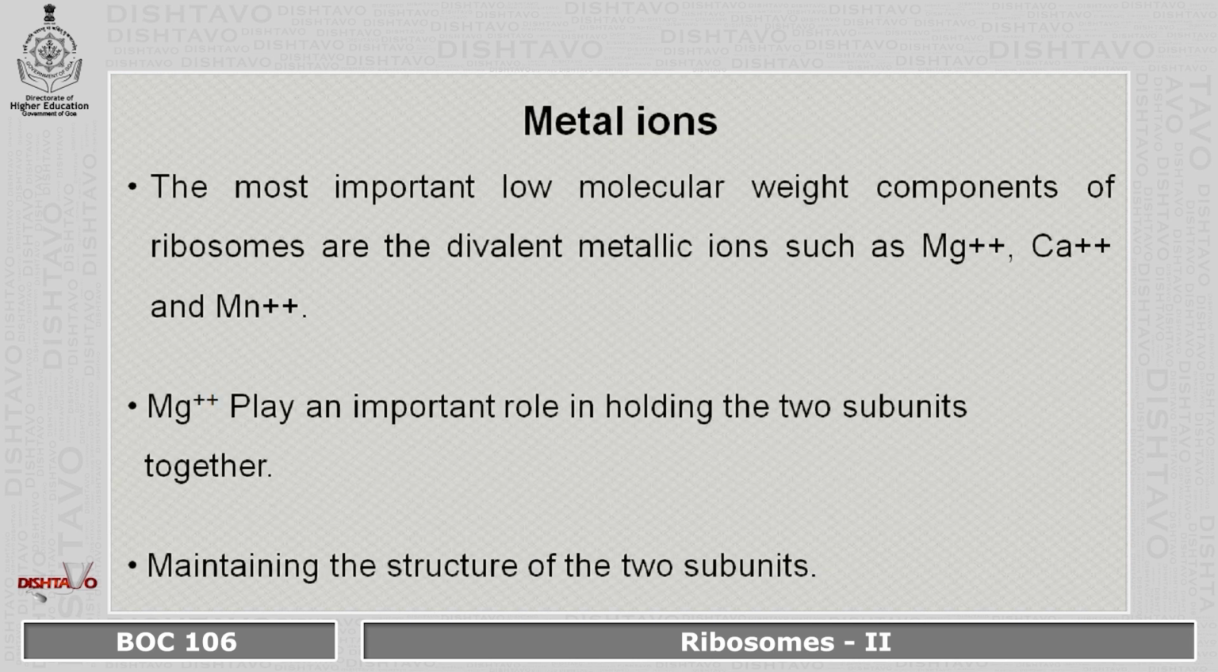Metal ions. The most important low molecular weight components of ribosomes are the divalent metallic ions. Those are magnesium ion, calcium ion and manganese ion. The magnesium ion plays an important role in holding the 2 subunits together, and it also maintains the structure of the 2 subunits.